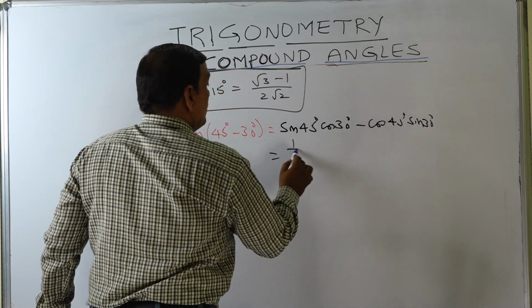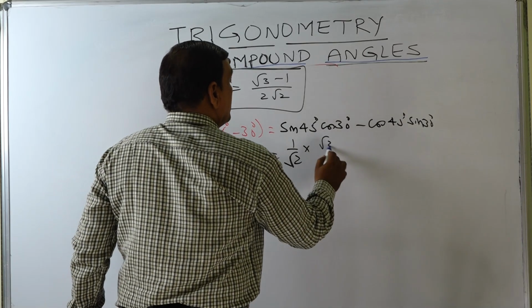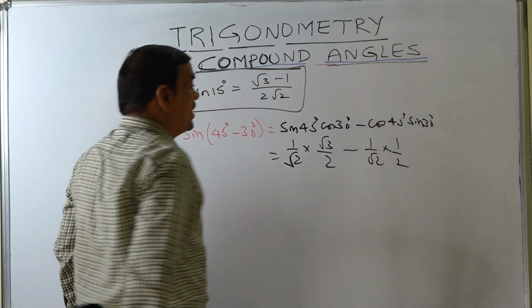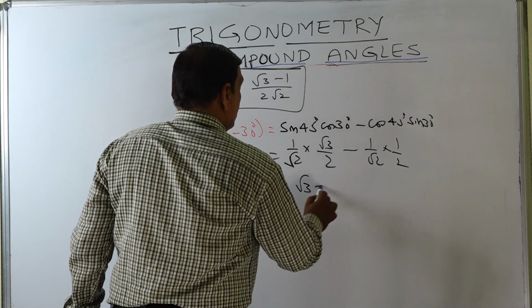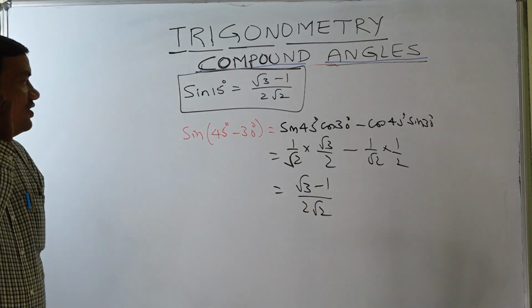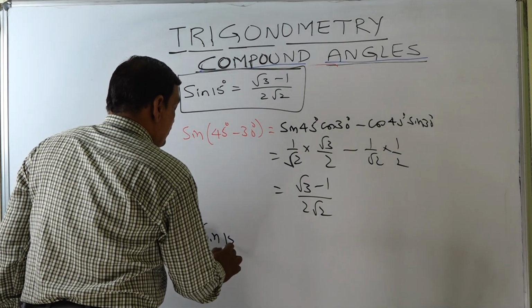So, sin 45 is equal to 1 by root 2, cos 30 is equal to root 3 by 2, cos 45 is 1 by root 2, sin 30 is 1 by 2. So, what is the LCM? 2 root 2. So, this is equal to (root 3 minus 1) upon 2 root 2. Sin 15 value is (root 3 minus 1) upon 2 root 2.